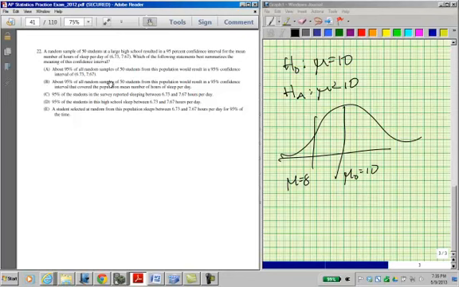Now, which of the following statements best summarizes the meaning of this confidence interval? About 95% of all random samples of 50 students from this population result in a 95% confidence interval. That's wrong, okay? Chances are you'd never get those two numbers again. About 95% of all random samples of 50 students from this population result in a 95% confidence interval that covered the population mean. Now, that's the meaning of the level of confidence.